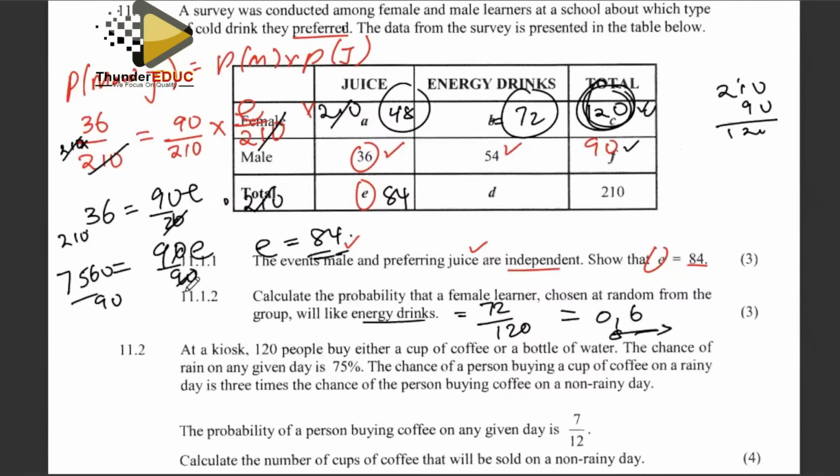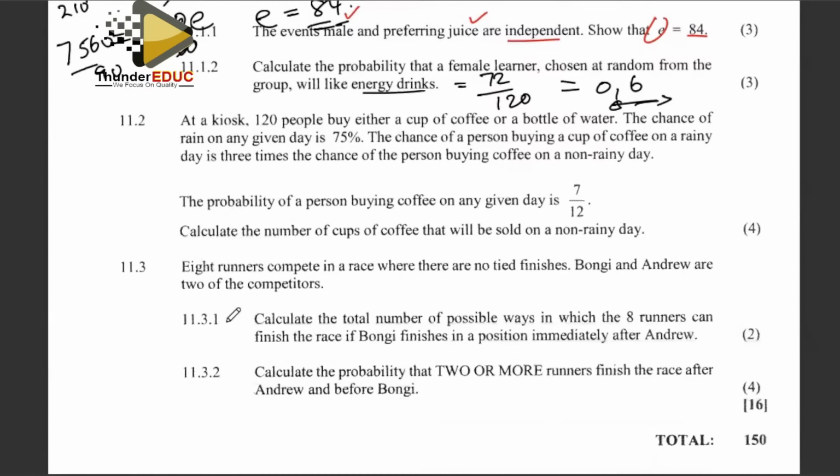Then 11.2. At a kiosk, 120 people buy either a cup of coffee or a bottle of water. The chance of rain on any given day is 0.75. The chance of a person buying a cup of coffee on a rainy day is 3 times the chance of a person buying coffee on a non-rainy day. If we use a tree diagram for this, they're telling us that the probability of a person buying coffee on any given day is 7 over 12. So calculate the number of cups that will be sold on a rainy day.